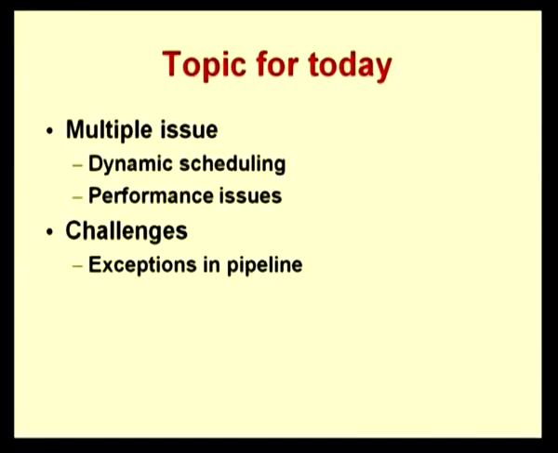So, we looked at ideas that have been developed such as static and multiple issue processors, and we looked at static scheduling and dynamic scheduling. We looked at static scheduling in detail. In today's lecture we will look at dynamic scheduling. Again we are talking about multiple issue architectures where the pipeline will be able to handle multiple instructions issued simultaneously. We will look at how dynamic scheduling can be performed in these architectures, some performance issues, and we will conclude with some challenges that occur in these kinds of pipelines. We will try to take a look at exceptions in the pipeline.